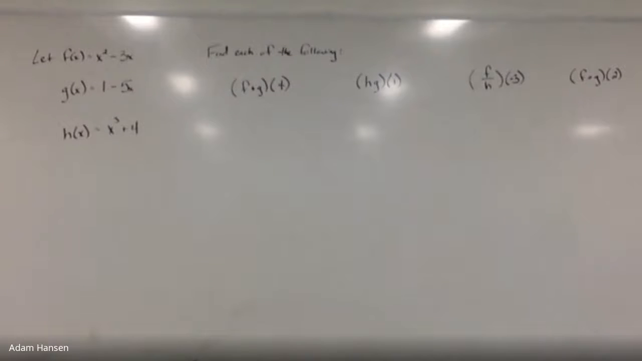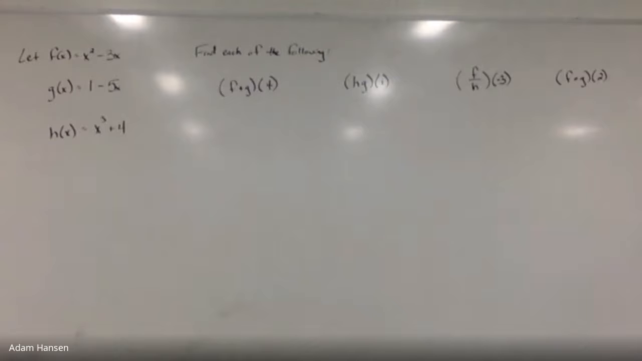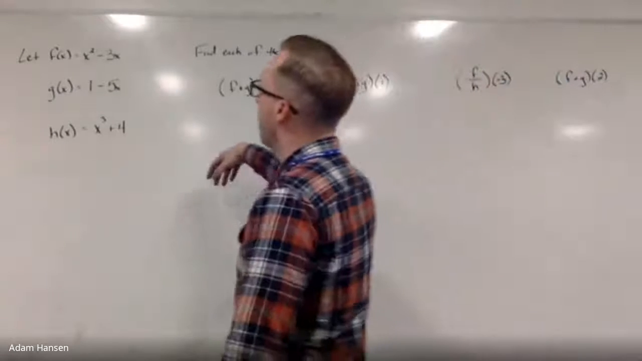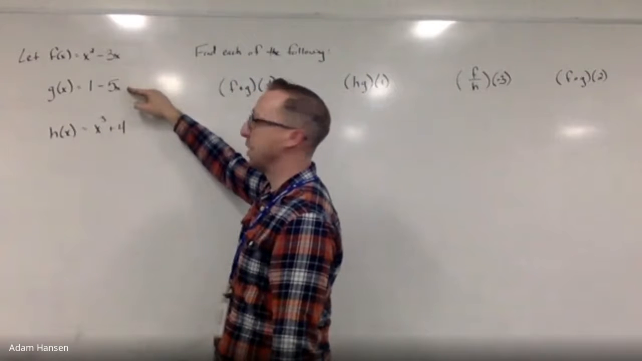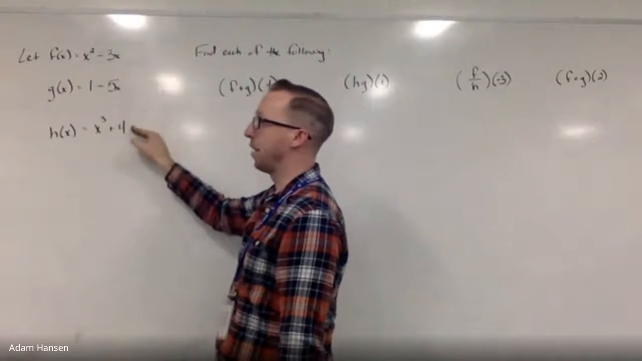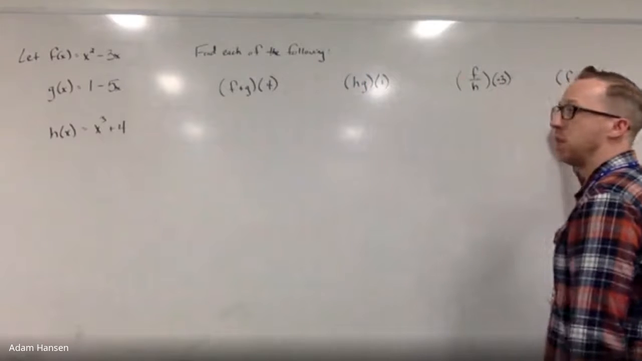All right, let's try our hand at a few of these different operations here. I've got a few different functions up on the board and some operations to work through given the notation here. We've got f(x) = x² - 3x, g(x) = 1 - 5x, and h(x) = x³ + 4. Let's find each of the following as I've got written up on the board.